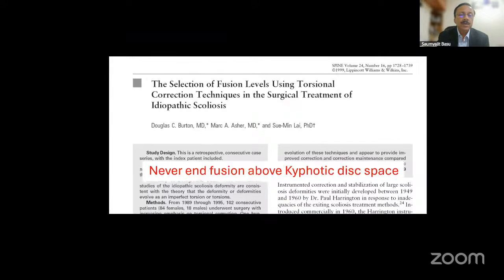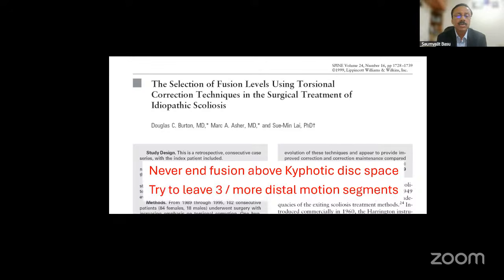Now, I would like to end this AIS section by telling you about a very old paper, selection of fusion levels using torsional correction techniques, Doug Burton and Mark Asher. Never end fusion above a kyphotic disc space. This is one thing you should remember when you're choosing your LIV, especially if you're choosing a T12, L1, L2 region. And secondly, try to leave 3 or more distal motion segments. If not at L3, maximum go down to L4, but do not go to L5 or S1 in an AIS, because you should try to give them the maximum mobility of the lumbar spine in these young adolescent kids as much as they like to enjoy their lives.